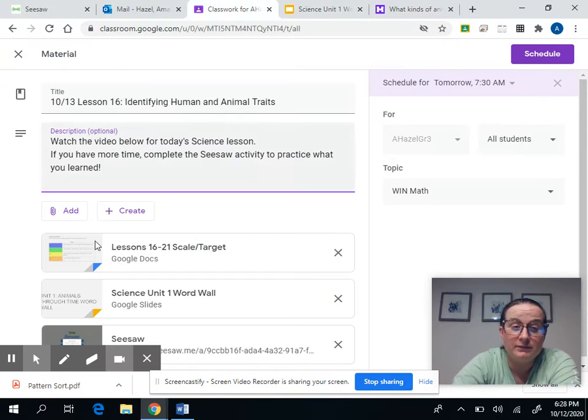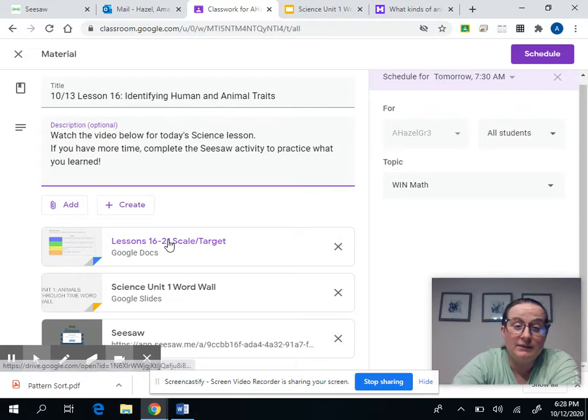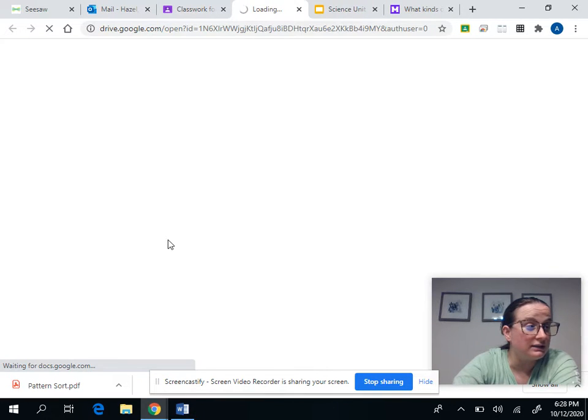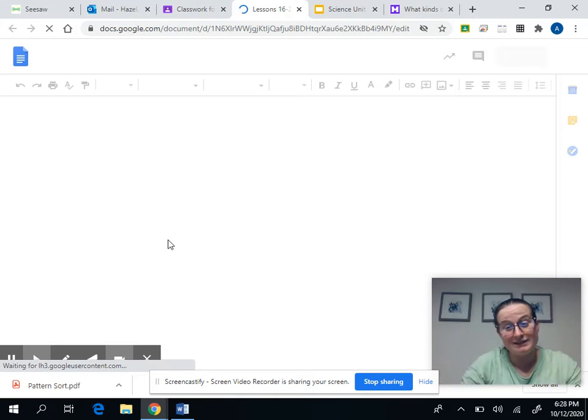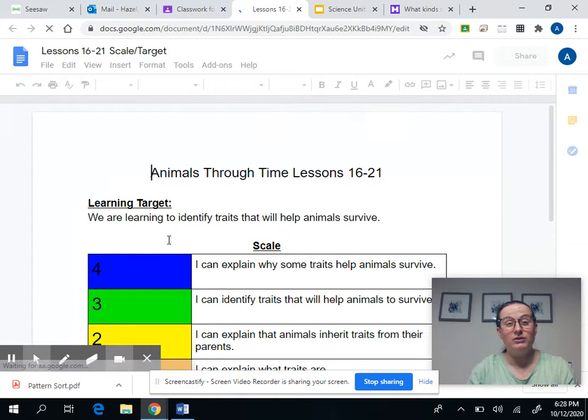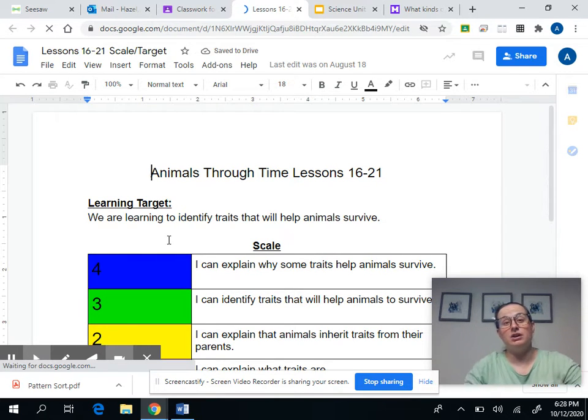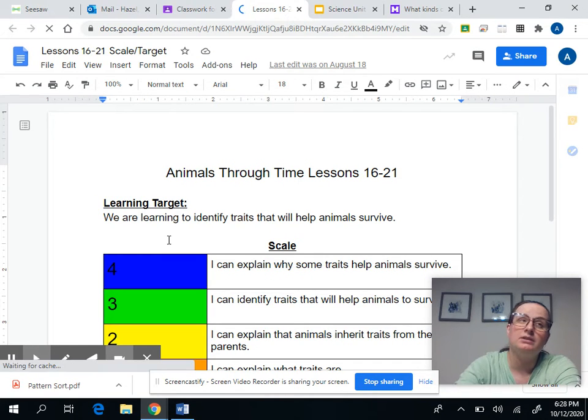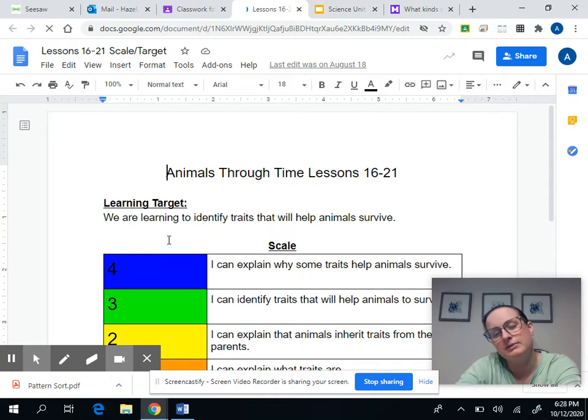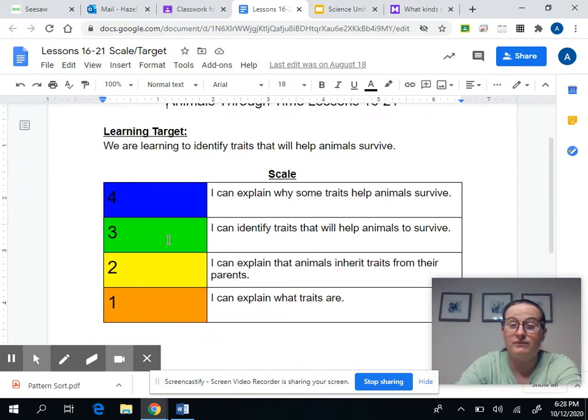Exciting, right? You might have noticed when you were on today's lesson that we have a new scale and target. Woo! And that's because we already met our target from last week and the week before that and the week before that, right? We are pros at using fossils to tell us about animals and habitats. All right? Now we're thinking.